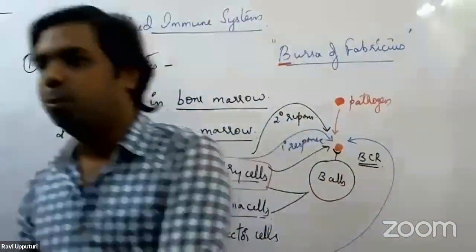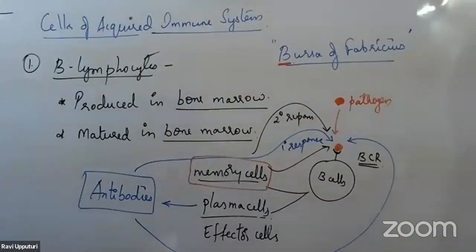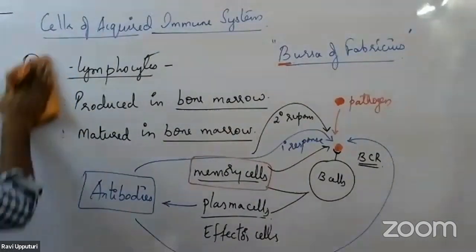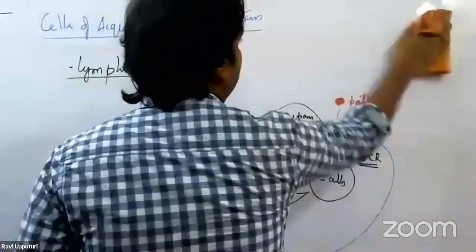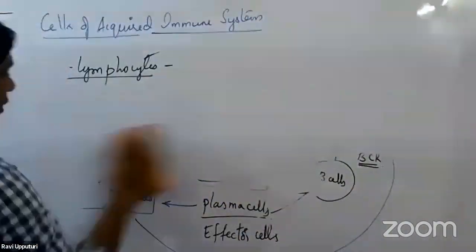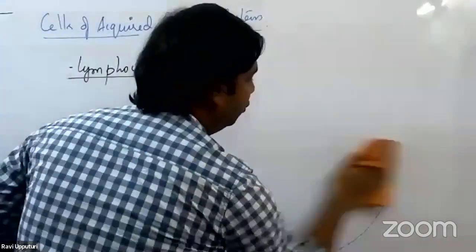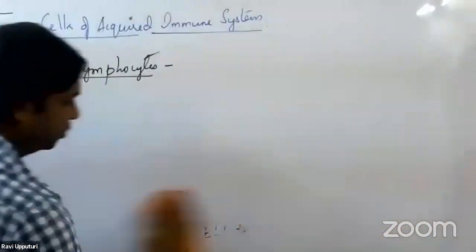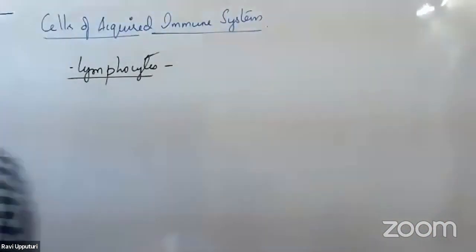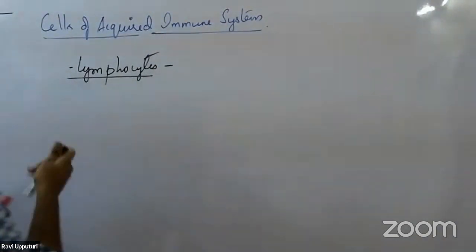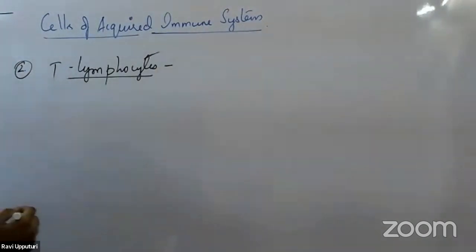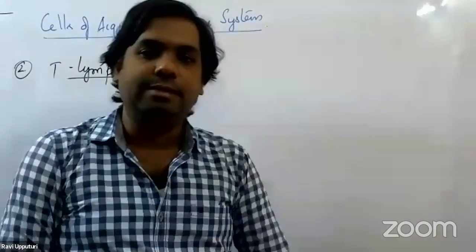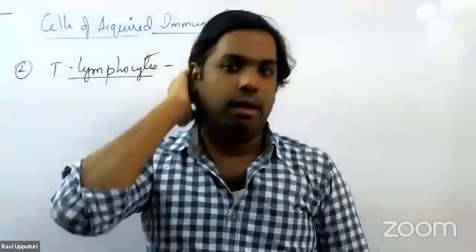Now let's take up the second type of cell under the acquired immune system, called the T lymphocytes. Let us take up quickly a few things with regards to the T lymphocytes. The second category, or second type of cell, would be the T lymphocytes, or simply we can call them the T cells.